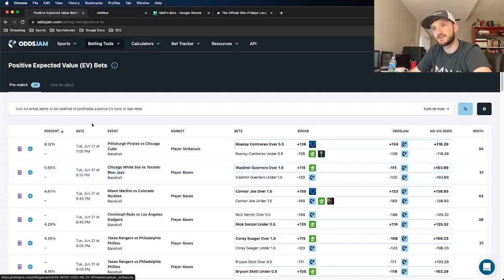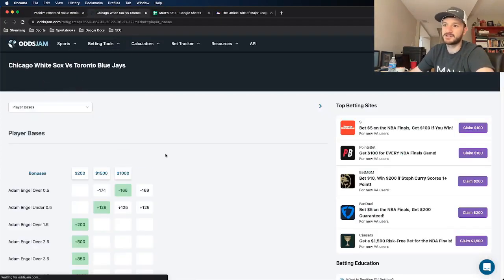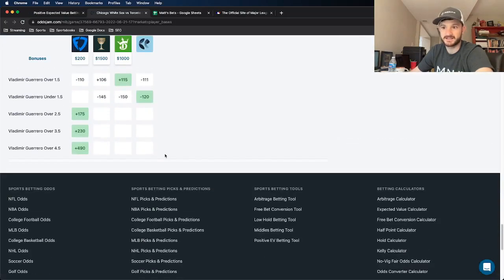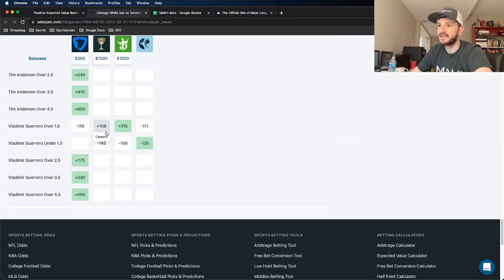So let me open this one up in a new tab. Again, I want to see where all the other sportsbooks are pricing it at. And it looks like this is a good example of another outlier.